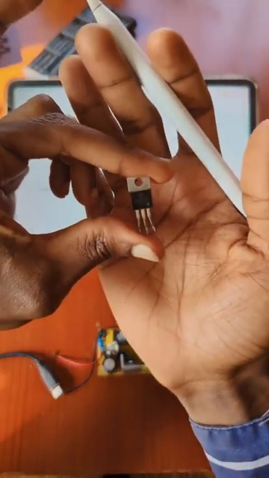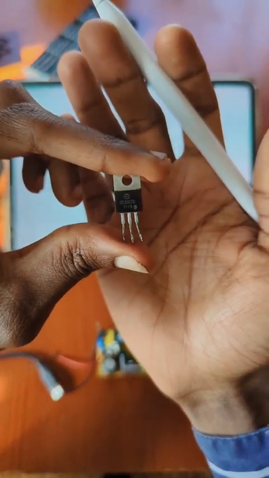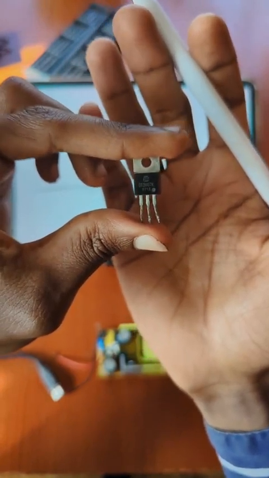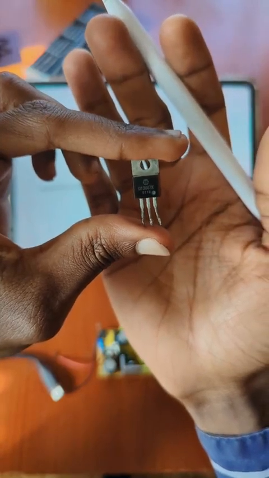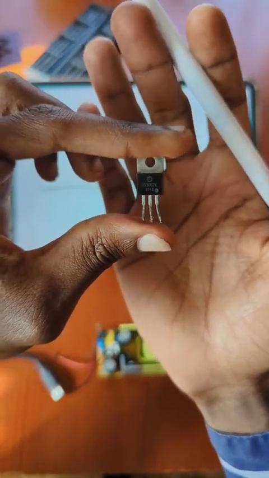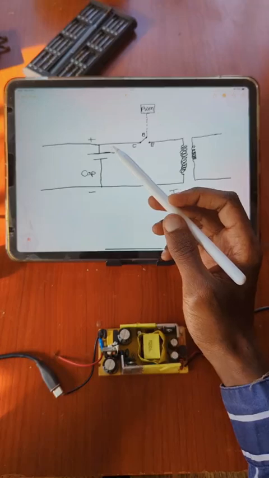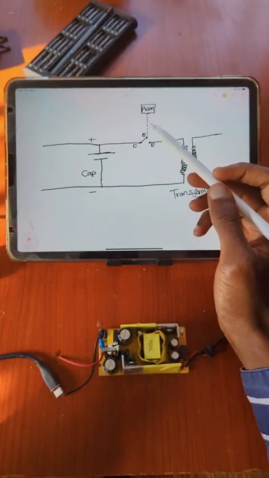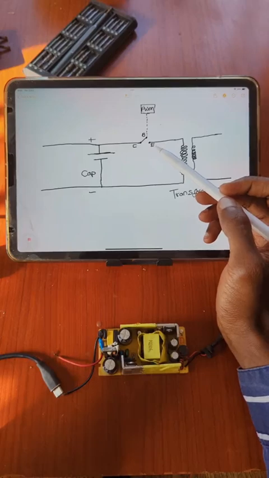So the MOSFET, we have the 3 pins, the base, the collector, and the emitter. So think of the MOSFET like a switch that is opened and closed electronically. So when you come with a small current on the base, a large current can flow between the collector and the emitter. So the collector is connected on the large voltage supply, and the emitter is the output of that supply.